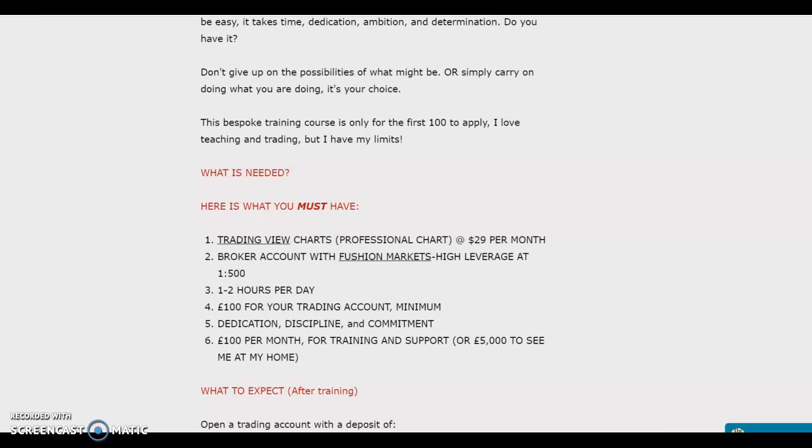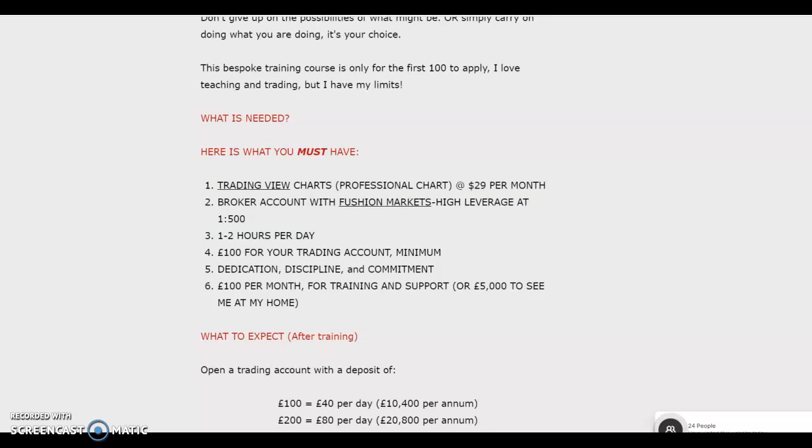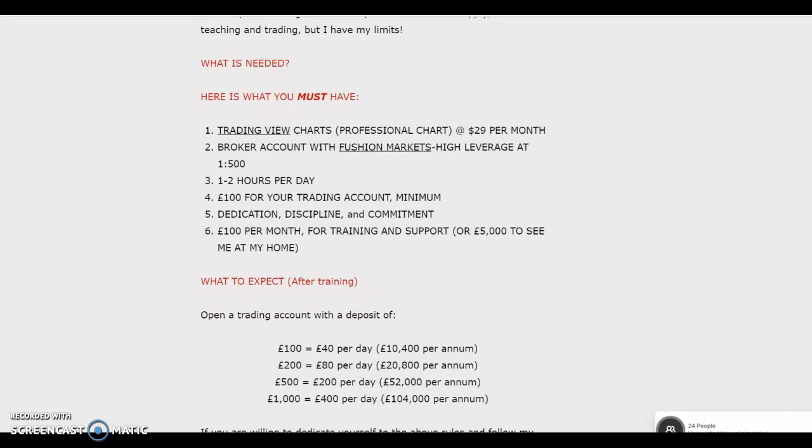This is confirming what you need. TradingView charts. There's the link there if you want to go to it. Fusion Markets is what we use. High leverage 1 to 500. Enables you to get into a very profitable position very quickly using leverage. 1 to 2 hours per day. £100 for your trading account. I need you to have dedication, discipline and commitment. Please do not sign up and register unless you're willing to make that commitment. £100 a month is my charge for training and continued support to ensure your success.